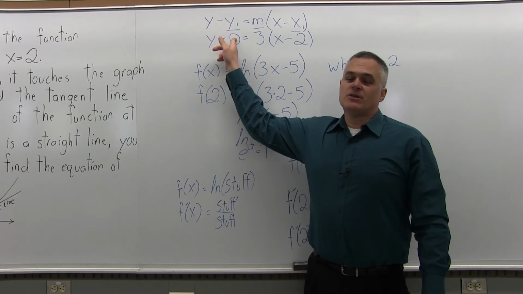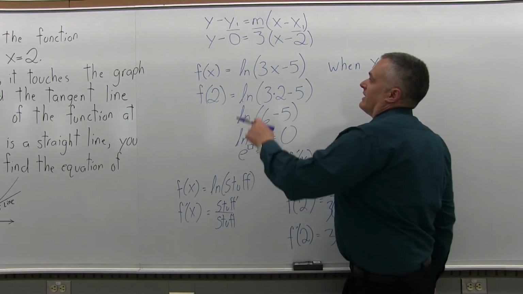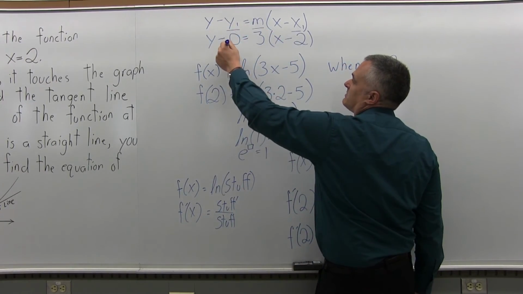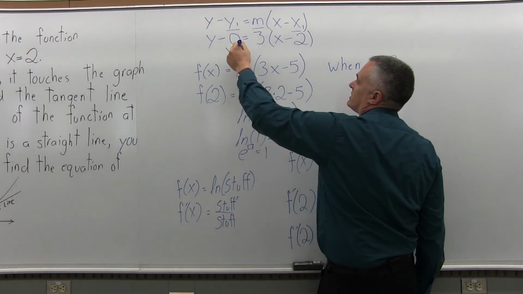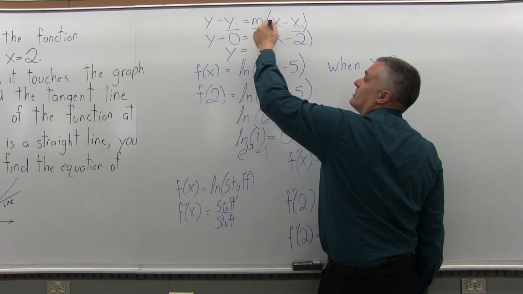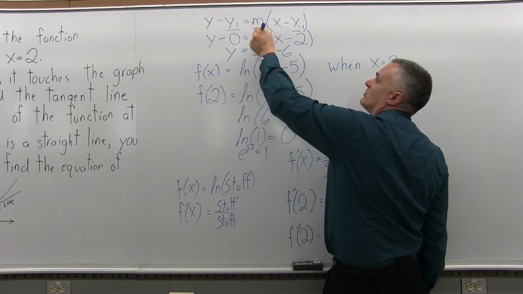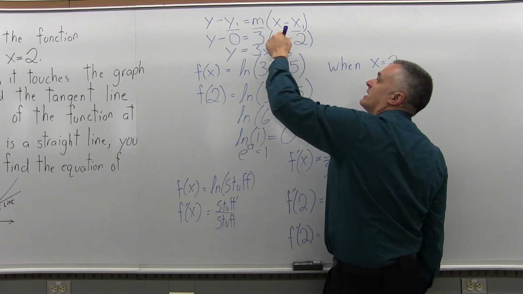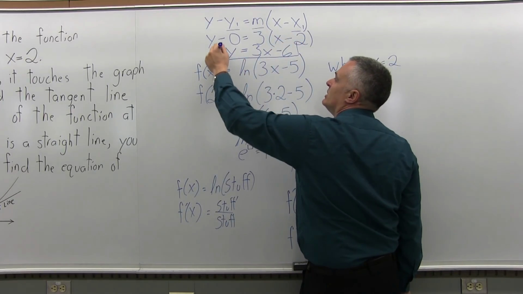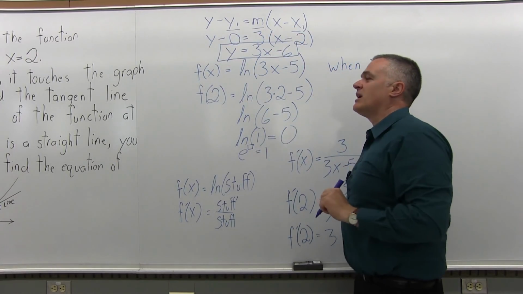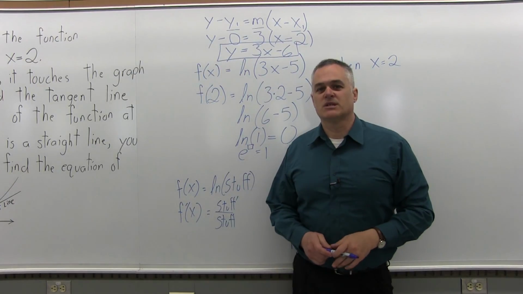Since part of it is a 0, it's so easy to simplify. Put it in y equals mx plus b. The y minus 0 is really just y. And 3 times x minus 2 will be 3x minus 6. Just doing 3 times x is 3x. 3 times minus 2 is minus 6. So there's the equation of the tangent line, even put into y equals mx plus b form.